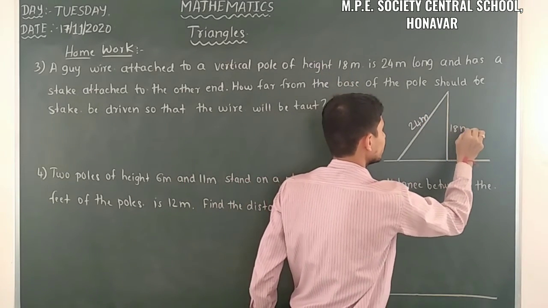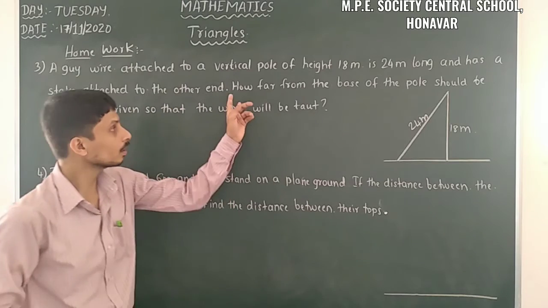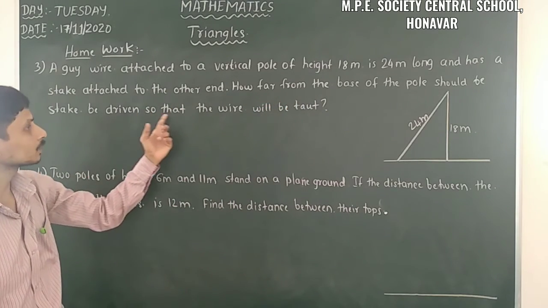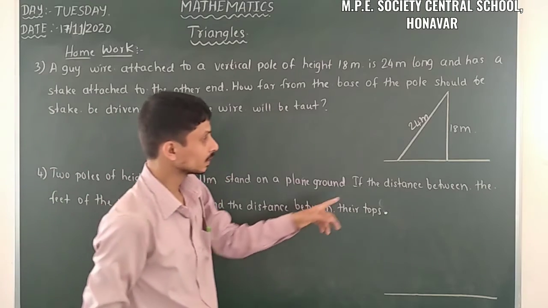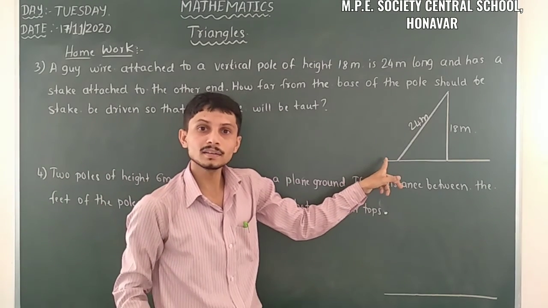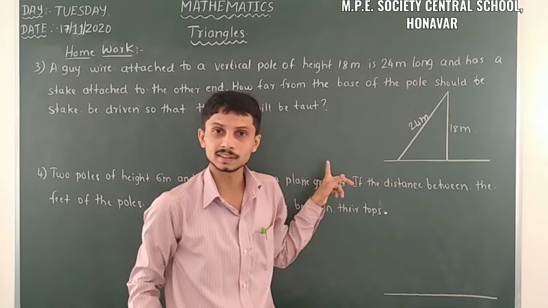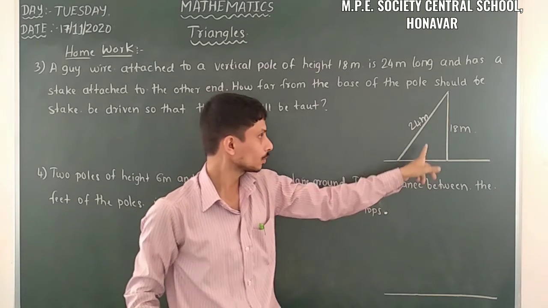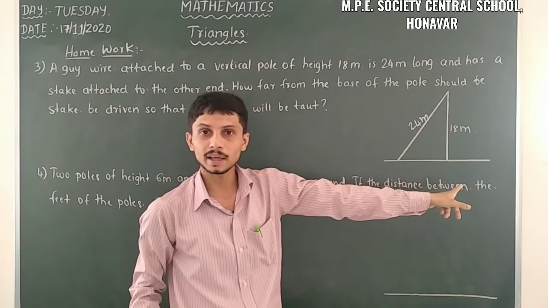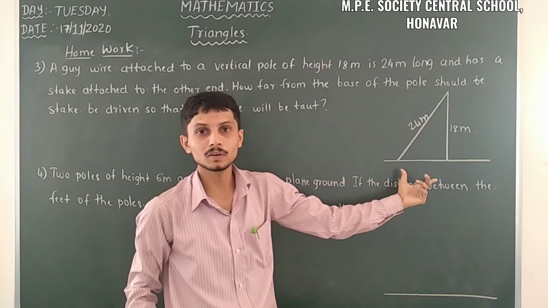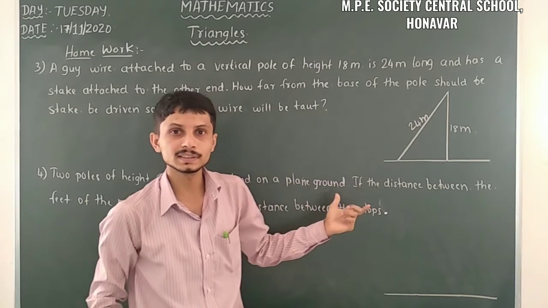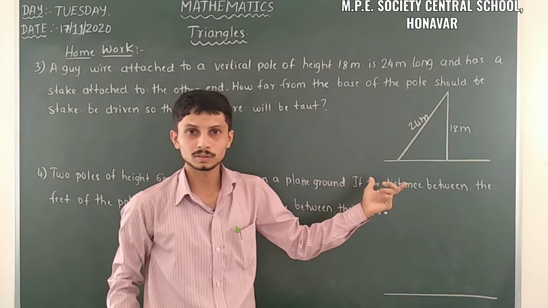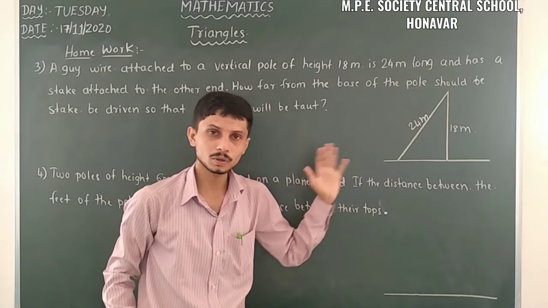So what we have to find out here: how far from the base of the pole should the stake be driven so that the wire will be taut. That means here the wire is taut, and here we have to find out this distance. So for that we have to apply the Pythagoras theorem for this right angle triangle. After that we have to find out this thing. So it's a very easy formula. It's the easiest problem, so you have to try.